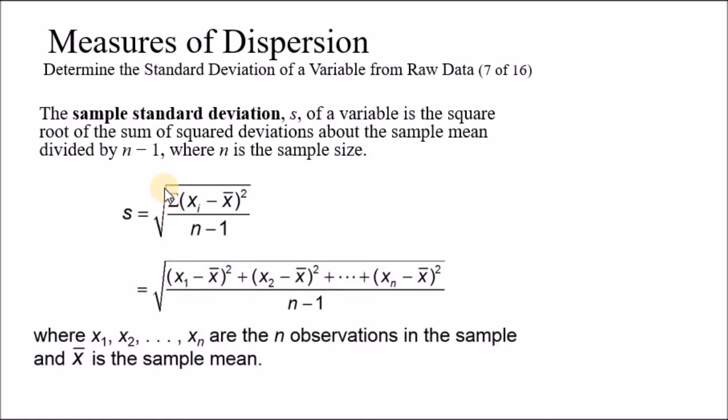We just calculated the population standard deviation, sigma, and now we are about to calculate the sample standard deviation, S, of a variable, which is the square root of the sum of squared deviations about the sample mean divided by n-1, where n is the sample size. As you notice, it's exactly the same formula, except we divide by n-1, and we'll talk about that later. The notation is S instead of sigma.